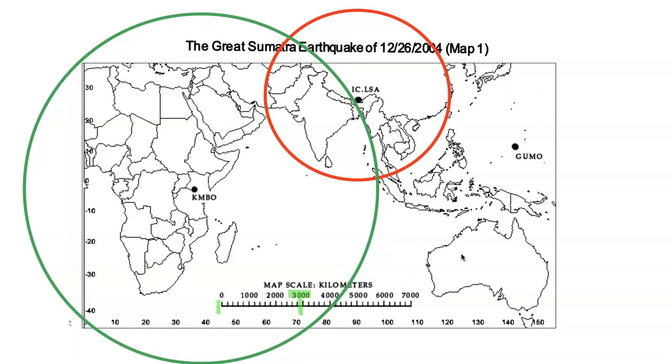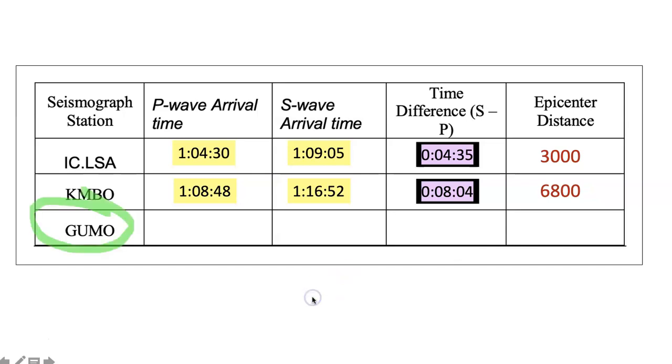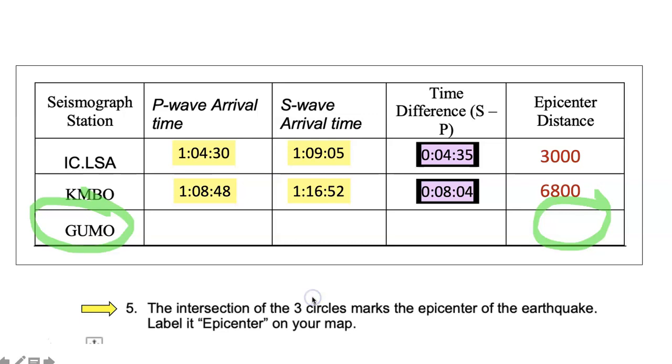All right, so hopefully that's a lot of help to get you through this activity. This is just part one, because in part two, you're going to do this whole thing again with a different set of data. Okay, so Guamo, which is Guam, you're going to do on your own. Finally, once you have all three of them, you're going to make a point where they meet and label it epicenter.